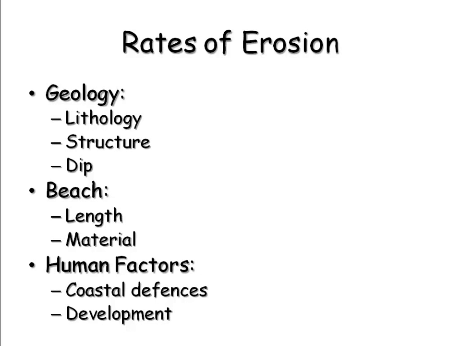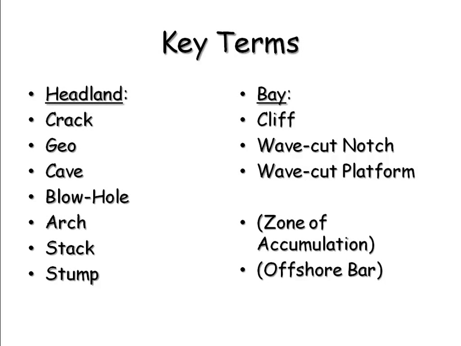Human factors include building coastal defences, which will obviously reduce the rate of erosion if the defences are doing their job, although it can sometimes increase it further down the coastline. It doesn't stop the erosion, it just moves it somewhere else. And also development, clifftop developments can have implications in terms of altering drainage patterns and causing soil instability, which can actually lead to cliff failure. So humans can actually increase the rate of erosion in a place as well as decreasing it.